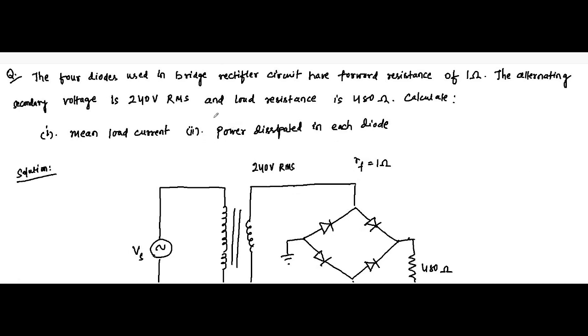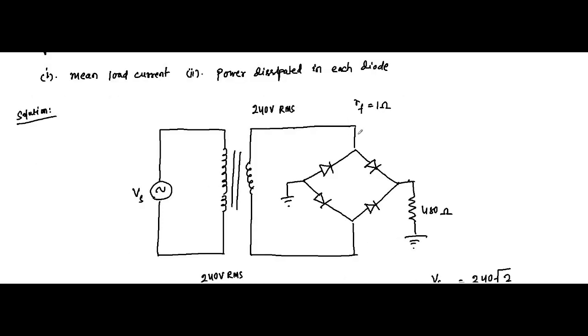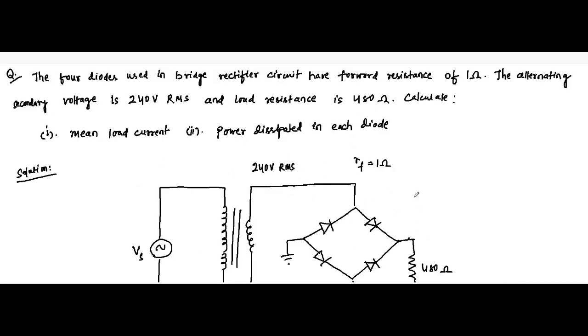Here it has not been asked to determine the power dissipated throughout the load resistance. Then the situation would have been different, because current is always conducting through the load resistance during both positive and negative half cycle. In that case it would have been different. Here it has been asked to find the power dissipated in each diode.